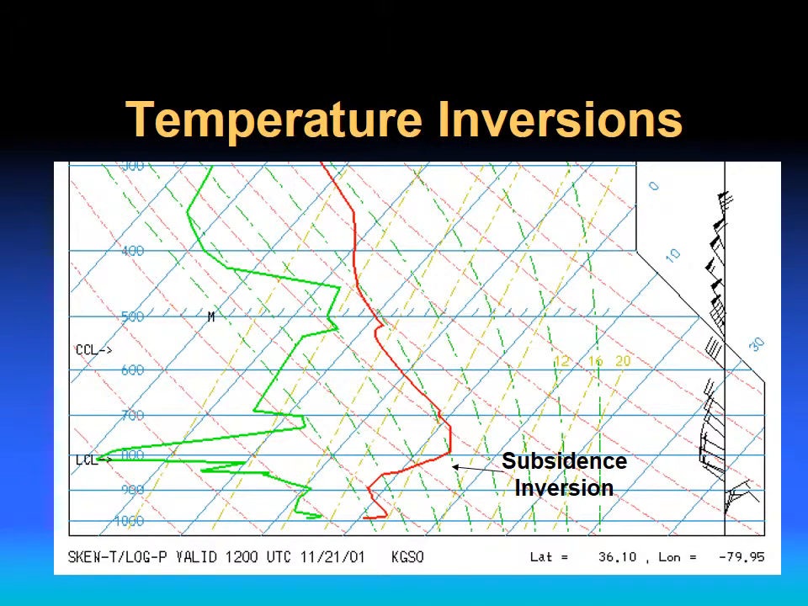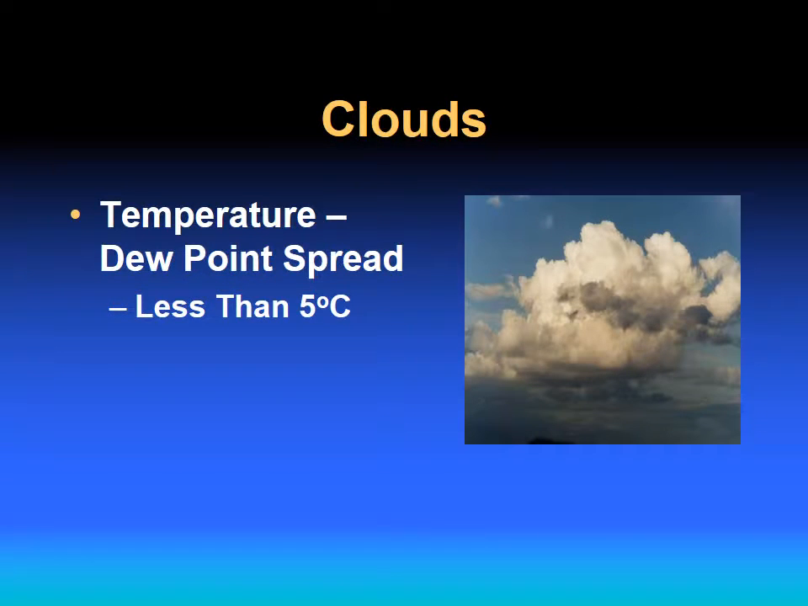Another type of inversion is a subsidence inversion, and this occurs when layers of air sink, and as they sink, they warm dry adiabatically. So you'll see a temperature profile in the atmosphere that is very close to dry adiabatic. So those are your temperature inversions, the different types. You will not need to identify the different types of inversions in this lab, but you should generally be able to identify the inversion by itself.